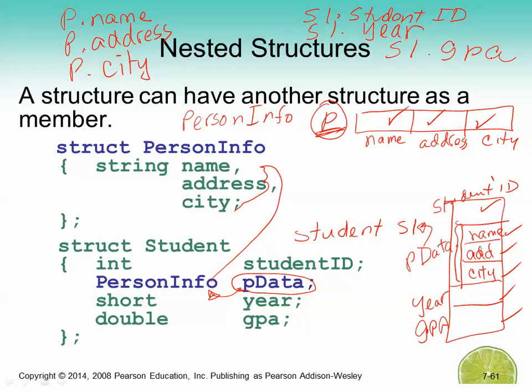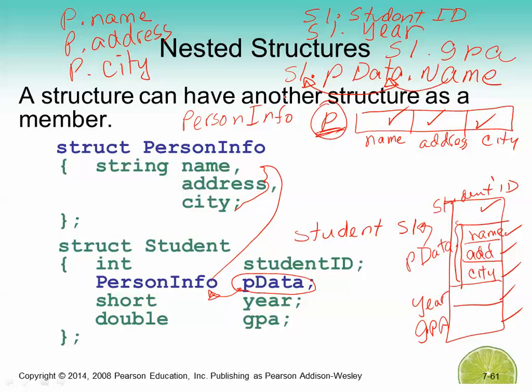But in order to access the name, the student name, I have to use s1.pdata.name. Because name is inside pdata, and pdata is inside s1. So I just have to follow the nested order.